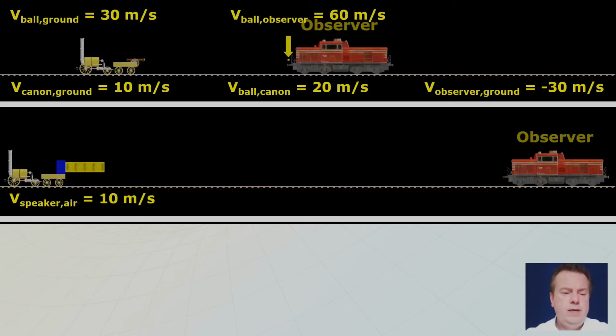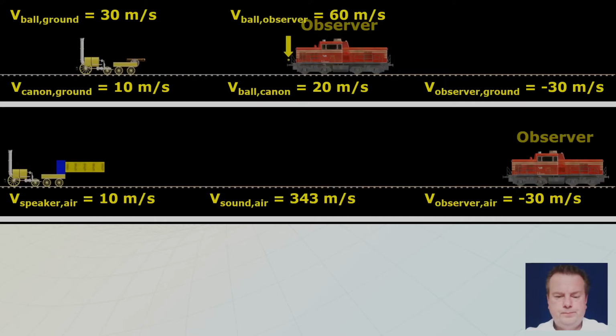So the train on the left will do the same as the one in the first experiment. It will move 10 meters per second to the right. But instead of saying the speaker relative to the ground, we say the speaker relative to air, which is the same in this case. And also the observer train, its velocity is minus 30 meters per second relative to the air, which is also the same as relative to the ground.